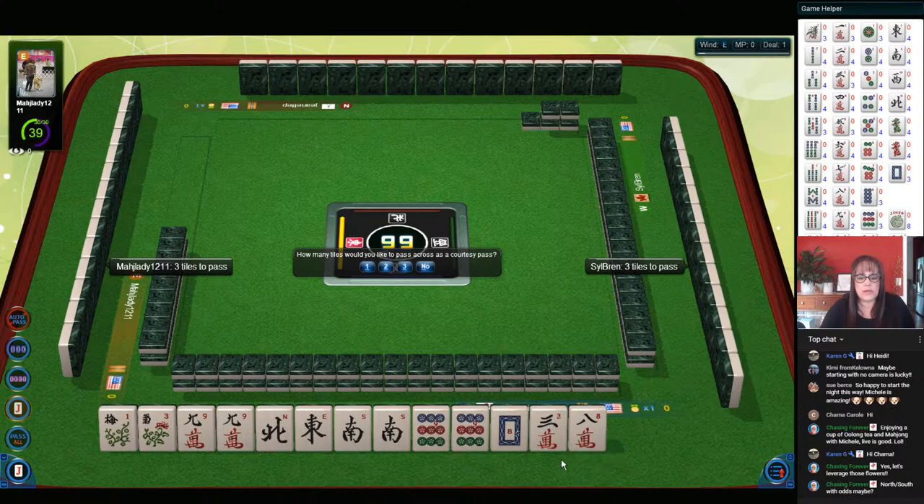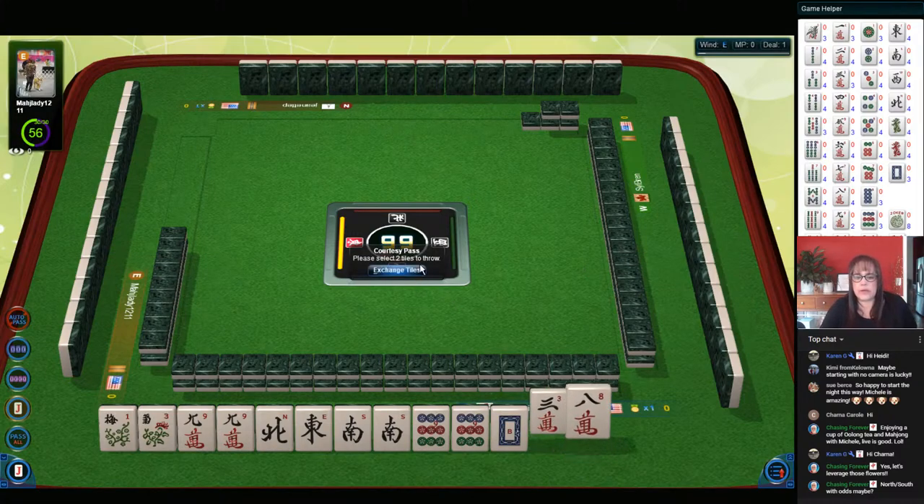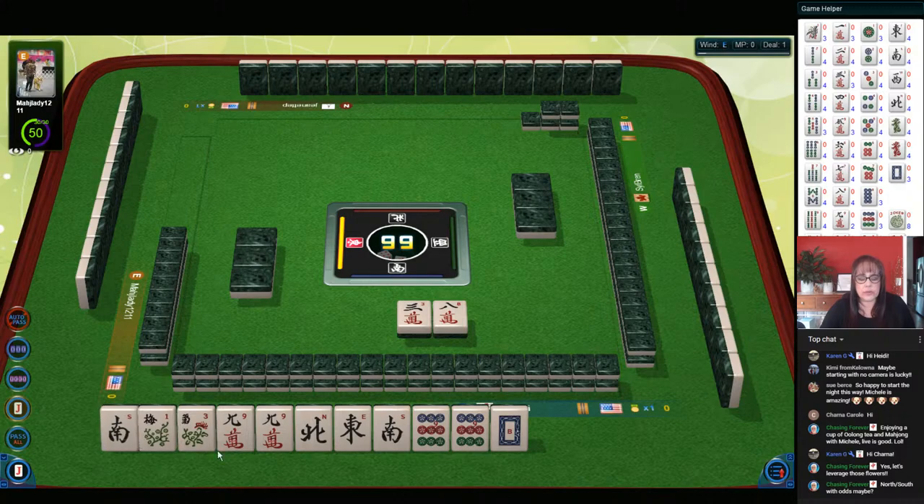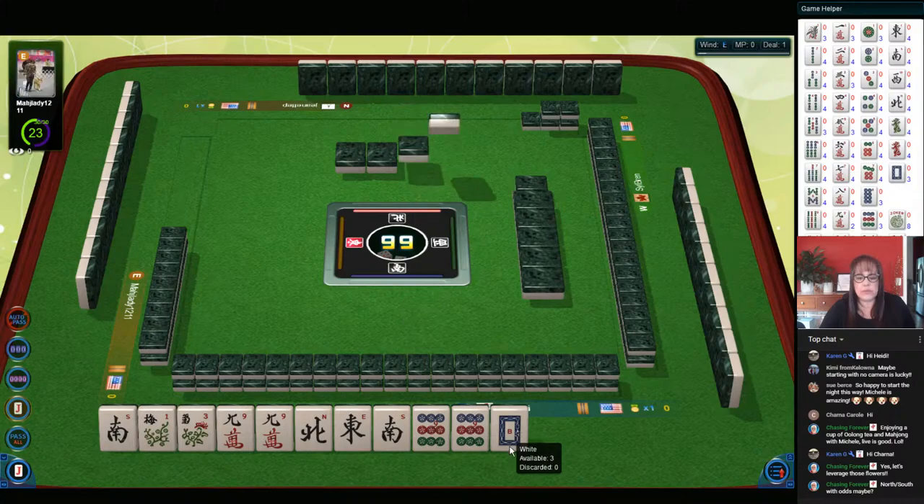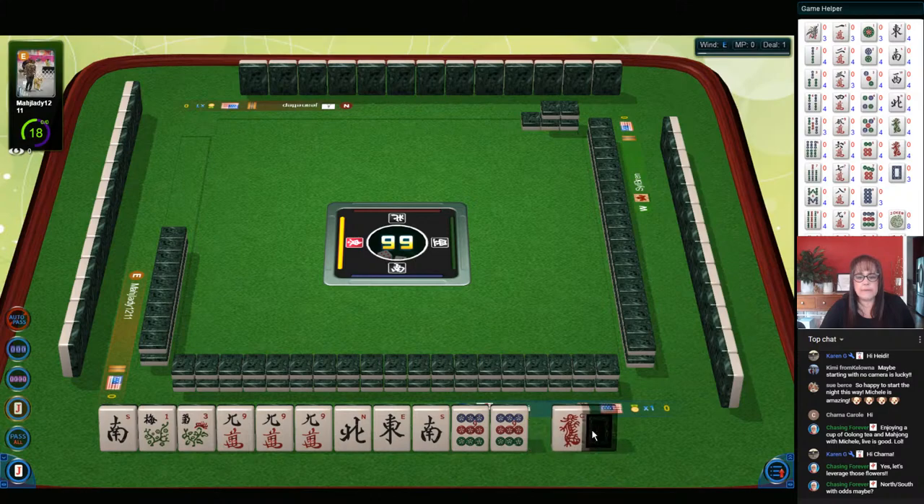Let's see how many they want. I might risk passing this white dragon. Let's see, they want 3. It's Jeanette. Jeanette is a very strong player. We're gonna do 2. I don't wanna give up that white dragon in a Charleston pass, not with where we're at the moment. I mean, we're looking good for news with nines, but I think this white dragon, ha, look what we got, a 9 crack. So I think we have our marching orders.